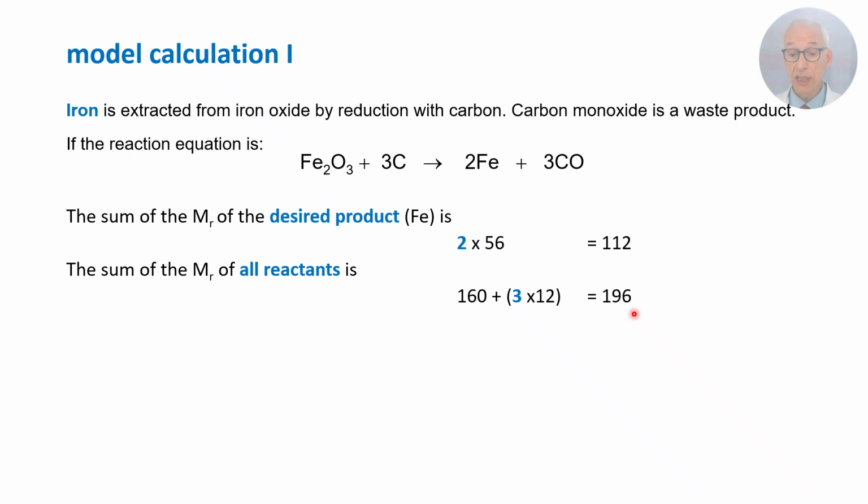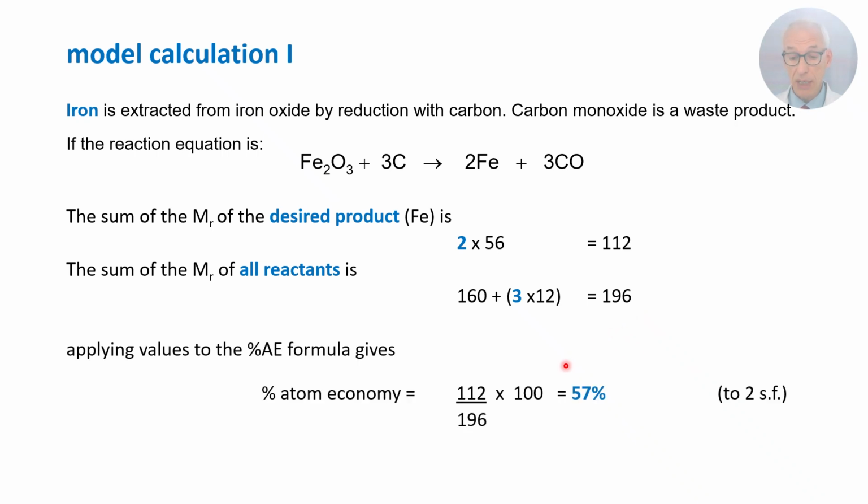Put those into the percentage atom economy formula, which is the sum of all the desired product relative molecular mass divided by the relative molecular mass of all of the reactants. So 112, the desired product, all reactants 196. So 112 divided by 196 times 100 comes to 57%.